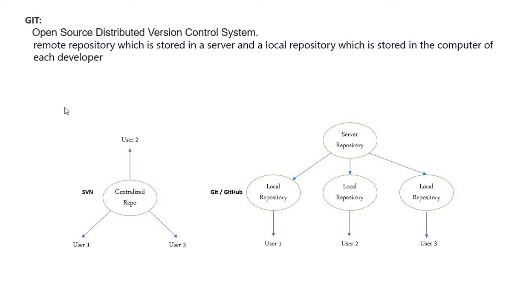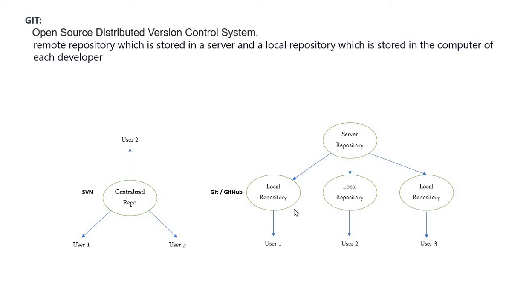Now let's see what Git is, how Git works, and how it helps us resolve all these issues. Git is distributed, which means I have one server repository. Whenever we create a microservice, we check everything into the server repository. Let's say that I have a team of 3 developers.